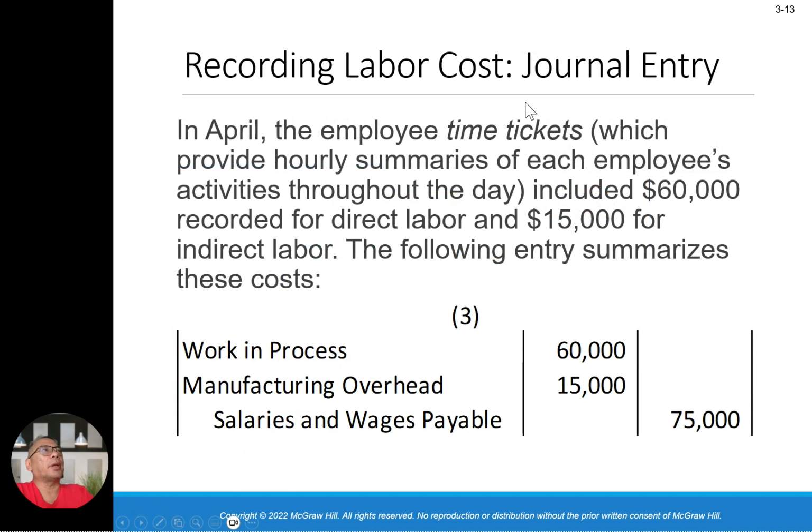And then in April cost, again, the employee time ticket hourly includes 60,000 recorded as direct labor and 15,000 for indirect labor. So how are you going to book that? Work in process 60,000 debit here for labor, manufacturing overhead 15,000 debit, and then salaries and wages payable, the total of them, 75,000 credit. So that's how you're going to book that.